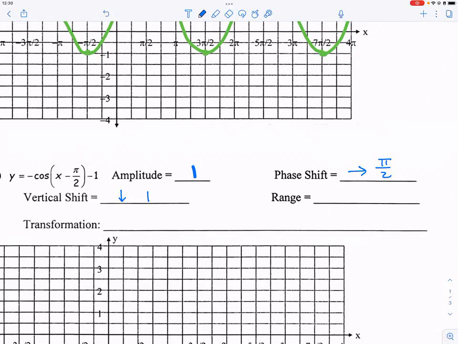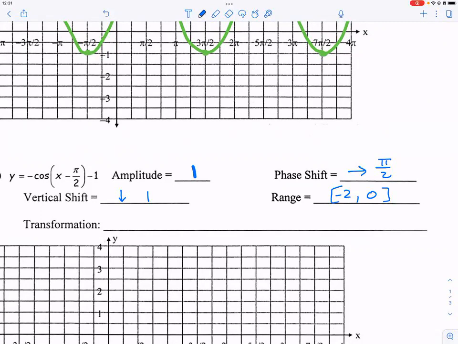All right, so what's the range? So the range for cosine, it's from -1 to 1. Now there's a negative sitting in front of it, so we will expect to see a reflection, but that would not change the range. It's still going to be -1 to 1. So -1 to 1, and then there's a vertical shift down 1 unit. So your new range is -2 to 0. Okay, -2 to 0.